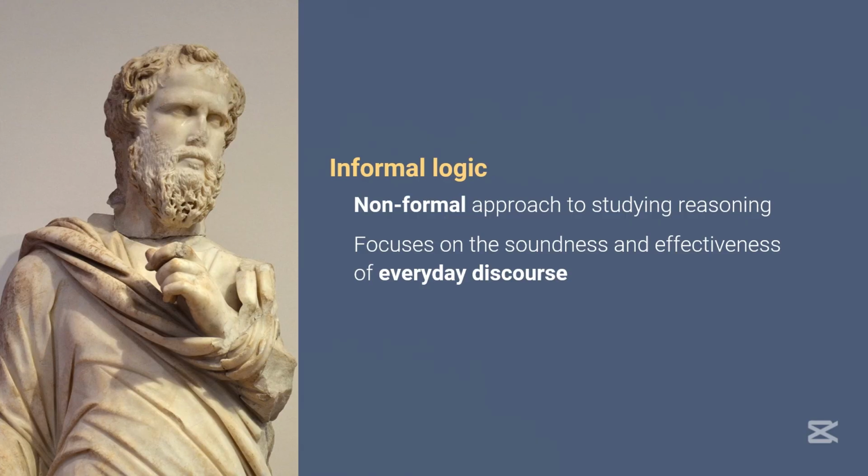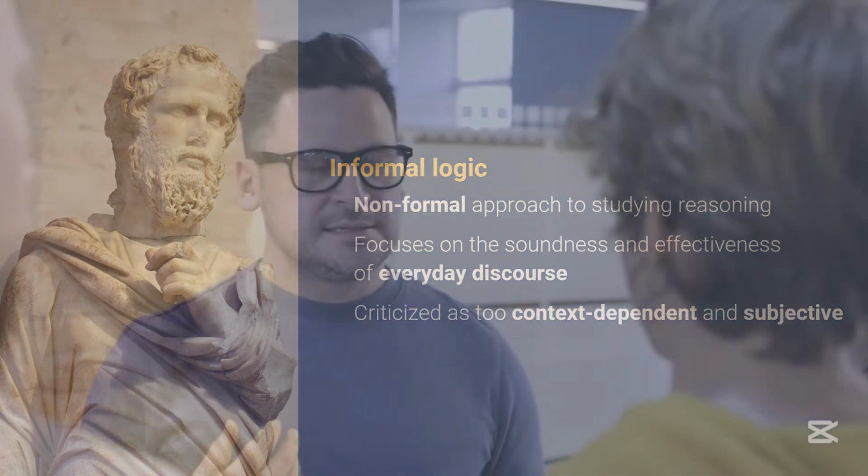It deals with issues such as how to identify and evaluate everyday arguments, validity, fallacies, biases, the rhetorical aspects of arguing, etc. Despite its growing popularity, informal logic is criticized as too context-dependent and subjective. This is because natural language arguments are in themselves context-dependent and thus are often ambiguous, as people use different ways to communicate, such as facial expressions, gestures, and pictures.